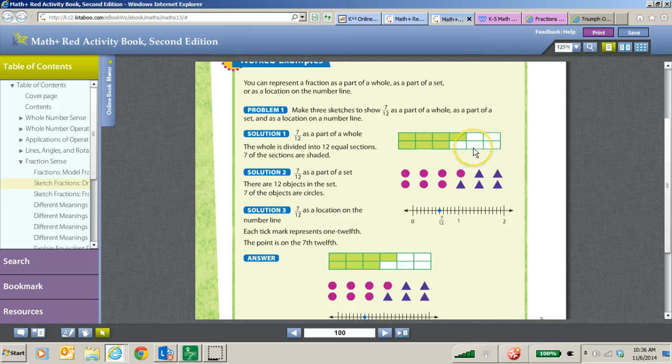Here we have a shape or an area model that's shaded in. Here we have part of a set, and here we have a number line. Number lines are a big emphasis of the math program in showing fractions because this is something that they will use in the real world. We use rulers all the time.